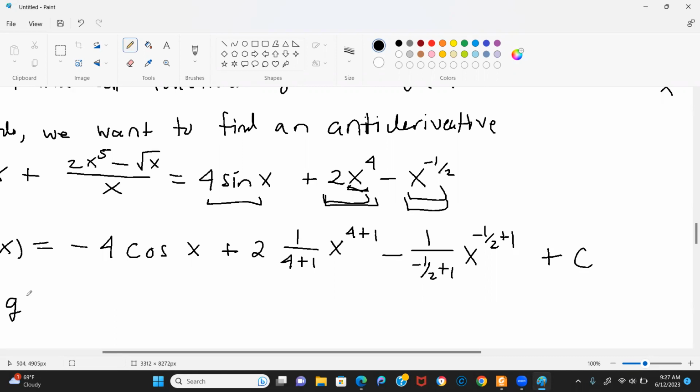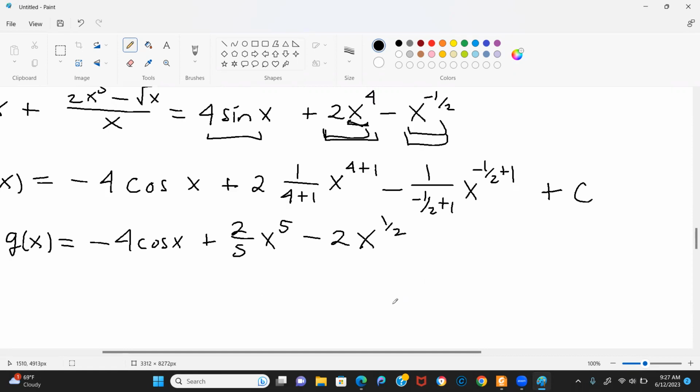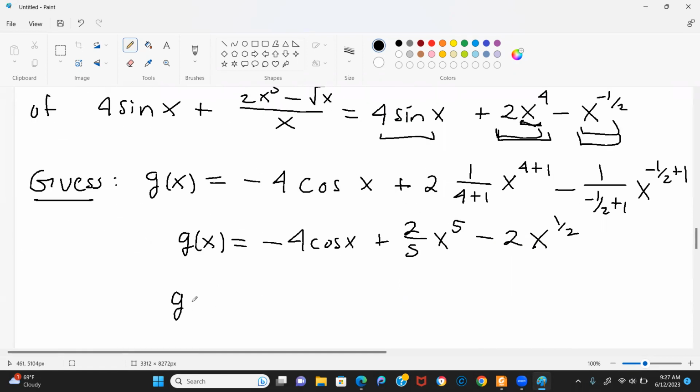So now this implies that g of x, after we simplify a bit, is plus 2/5 x to the fifth. And then this is going to be negative 1 over 1/2, so it's going to be 2 times x to the positive 1/2. And then plus your constant. Never forget your constant. And you could write it like this: minus 2 times the square root of x.